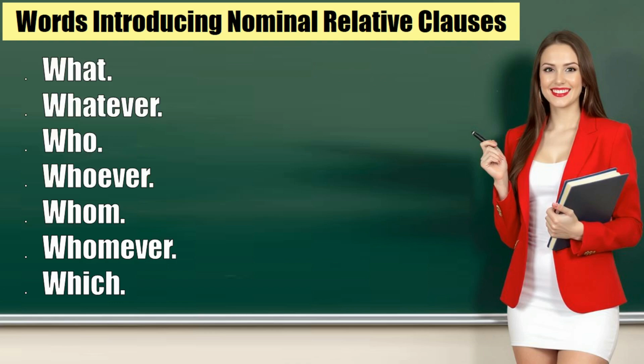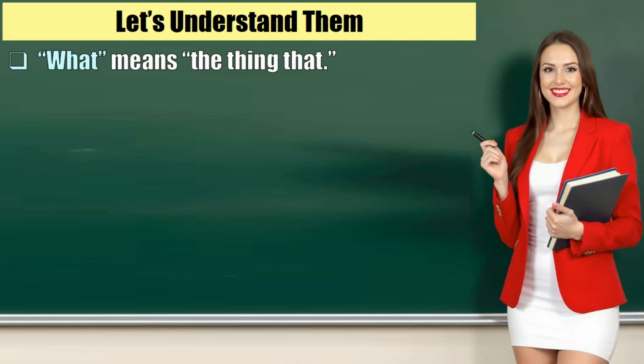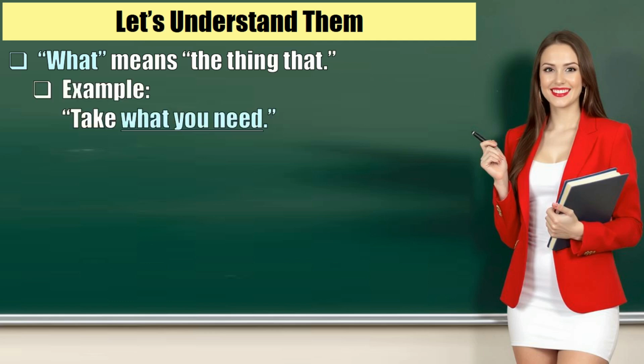Now let's look at common words that introduce nominal relative clauses. The most common ones are what, whatever, who, whoever, whom, whomever, which, whichever, where, wherever, when, whenever, how. Let's understand them one by one. What means the thing that. Example, take what you need. This means take the thing that you need.